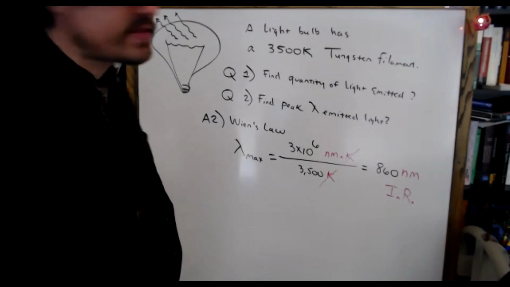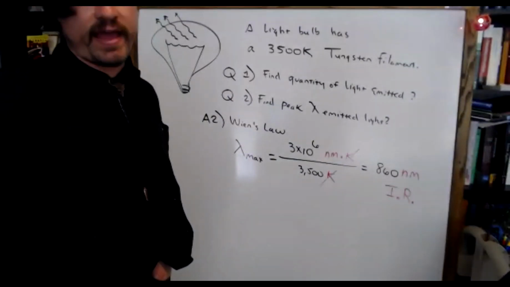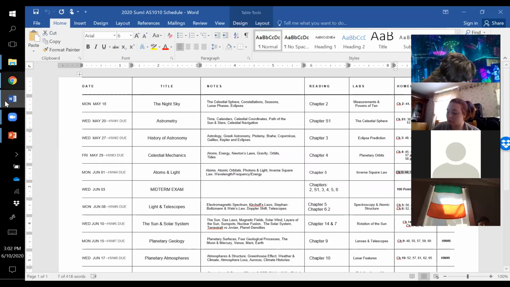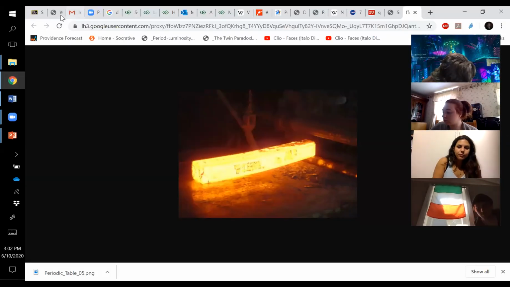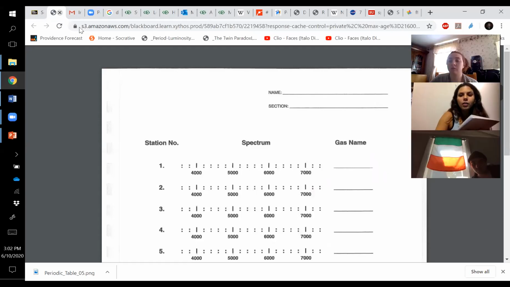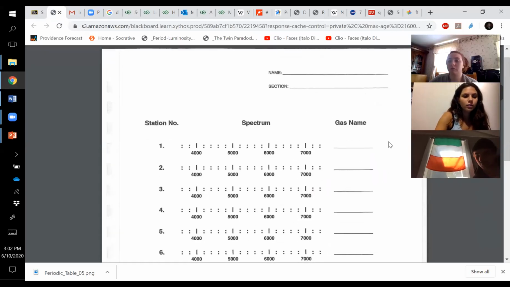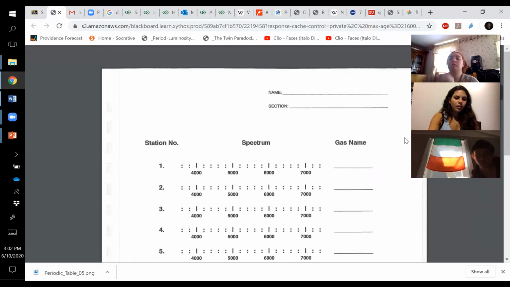Okay, that's all we have time for today. It's now officially time for lab. And for our lab, we are going to do the spectroscopy lab. So does everyone have a copy of this sheet here? I can go get one real quick. Yeah, why don't you do that? All right, I'll be right back.